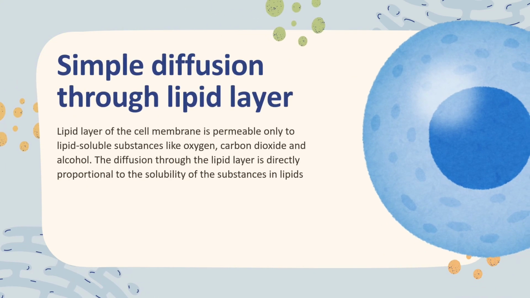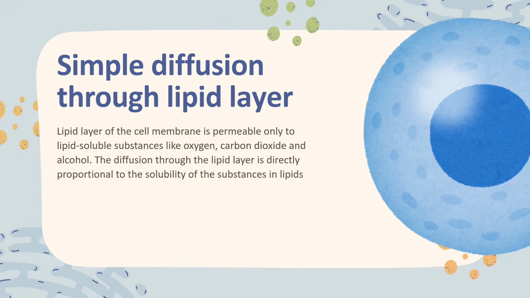First one is the simple diffusion through lipid layer. So the lipid layer of the membrane allows only lipid-soluble substances such as oxygen, carbon dioxide, and alcohol to pass through. So the rate of diffusion is directly proportional to the lipid solubility of the substance.